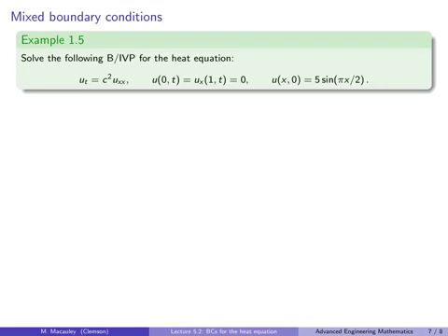Next, we have an example, the same heat equation, but we have mixed boundary conditions. The left endpoint is fixed at 0 degrees, and the right endpoint is insulated. So I'm calling this example 1.5. Here's a picture of that.